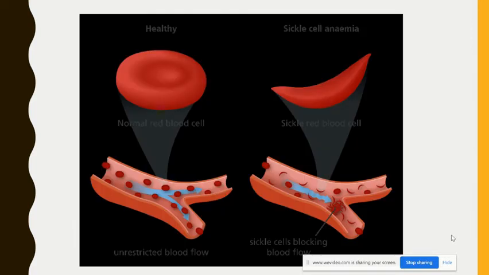So this is what a normal or healthy red blood cell looks like on the left here. It's able to flow and has a normal shape. But then that sickle cell red blood cell, you can see, almost looks like a banana shape or a boomerang. And so that starts to clog and pile up, and it restricts blood flow and can increase clotting.